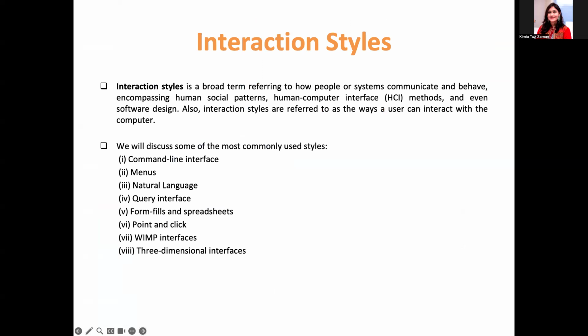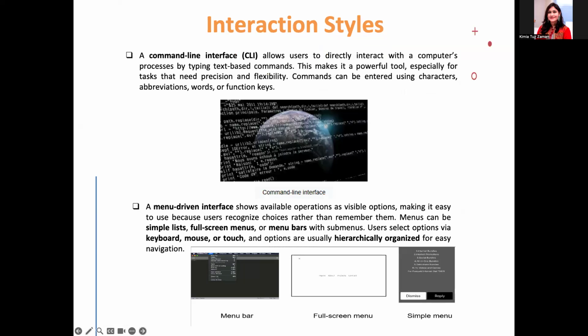Interaction style is a broad term referring to how people or systems communicate and behave, encompassing human social patterns, HCI methods, and even software design. Also, interaction styles are referred to as the way a user can interact with the computer. So, in our next slides, we will discuss some of the most commonly used styles. Interaction styles are like dialects in the language of computers.